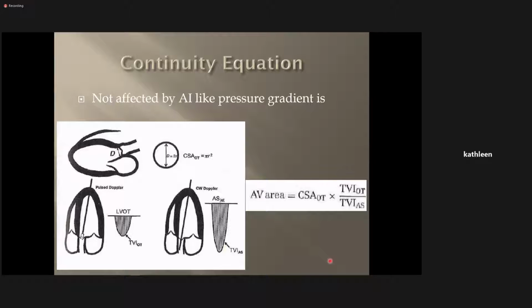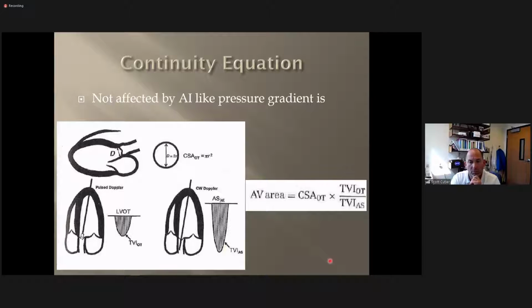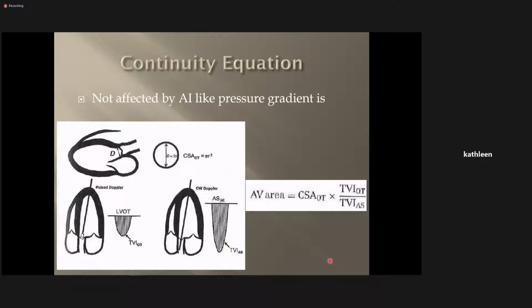The OT is the pulse wave and the AS is your continuous wave measurement? Correct, yes. So one is of the LVOT specifically, and we have to use pulse wave because it's range specific. Where the other one, we know we're going to get the highest velocity through the aortic valve, so we use CW for that one. And then we do trace it once it becomes stenotic. Here's an easy answer to the homework question.